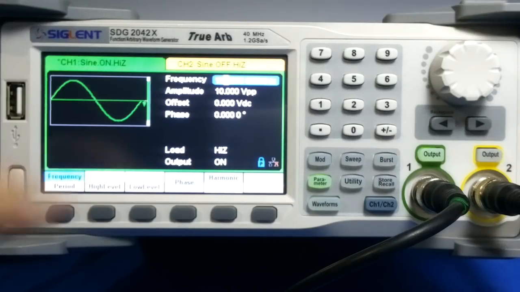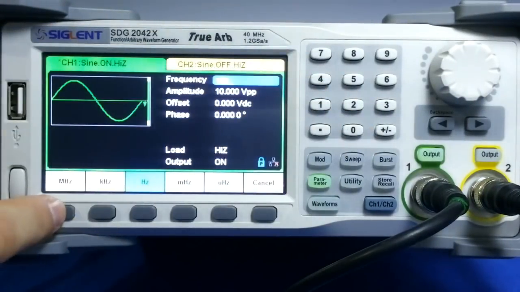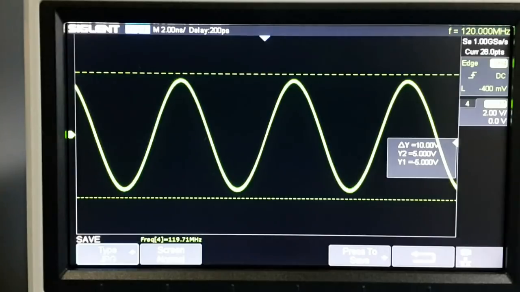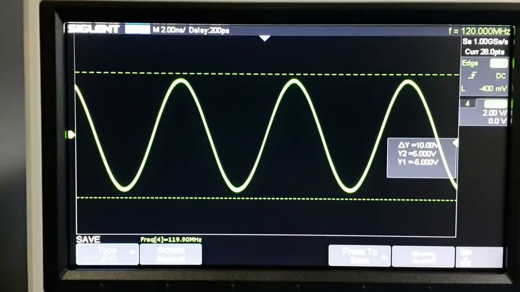(120 megahertz). Now we can see a little bit of reduction. It's not that the voltage is dropping down. The problem is the cable itself. It has losses, it has reflections in the line.